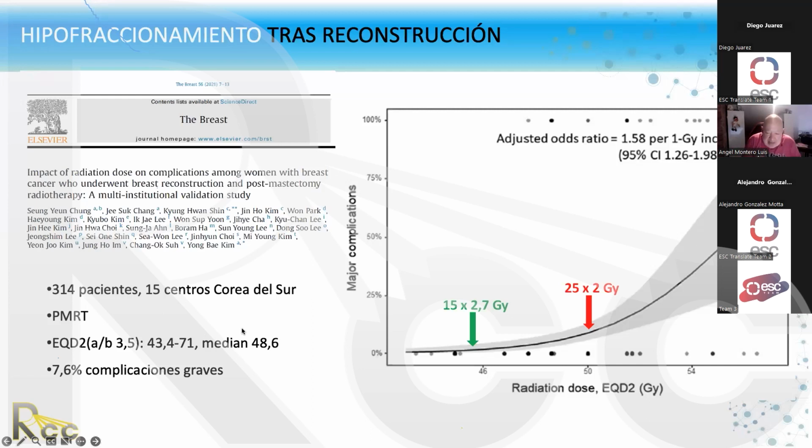So these Korean authors have demonstrated something very interesting. I recommend you all read it. In 15 centers, 300 patients, and they adjusted the presence of complications to doses measured with an accurate tool. So they brought the data together in a homogeneous manner to see what really happens. And major complications increase. What we see here is that 25 fractions have greater complications than 15 fractions.